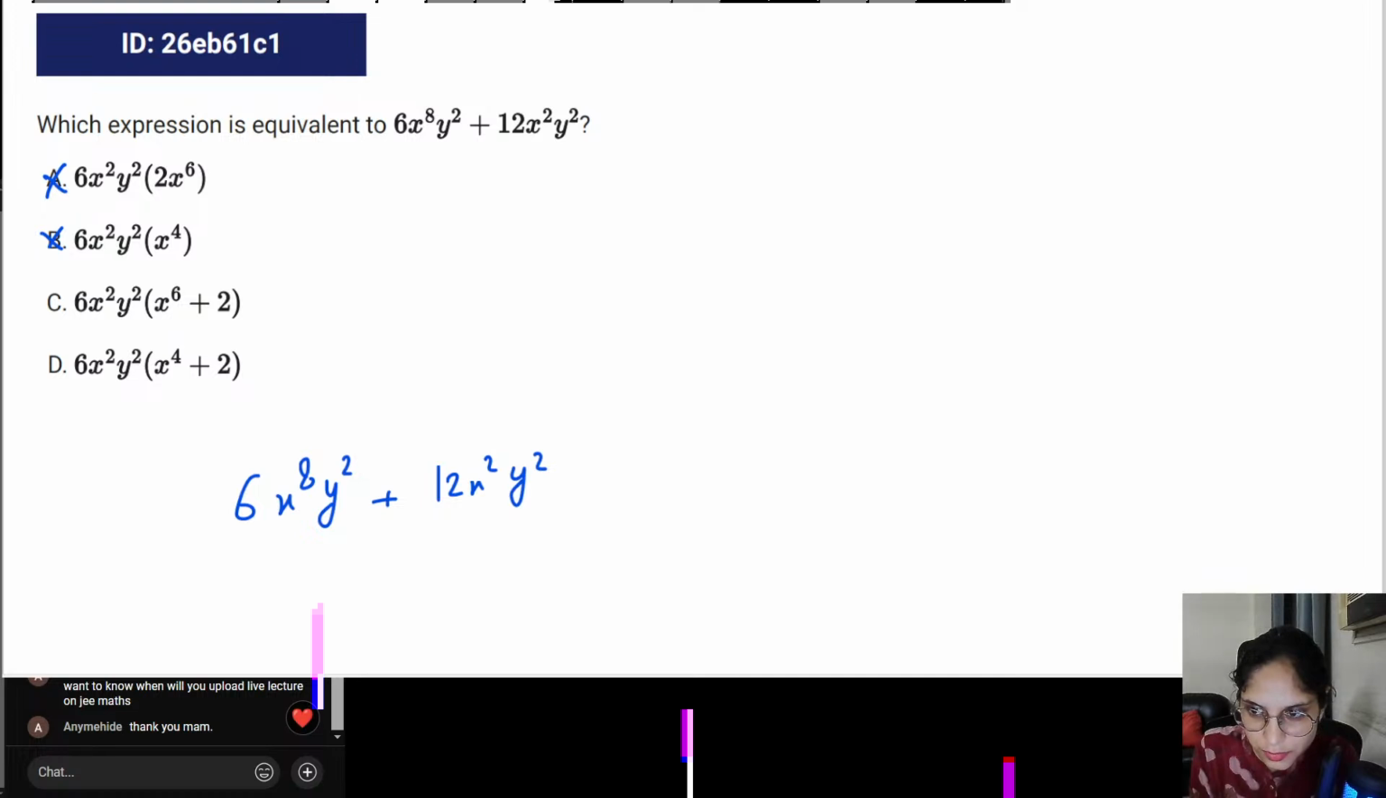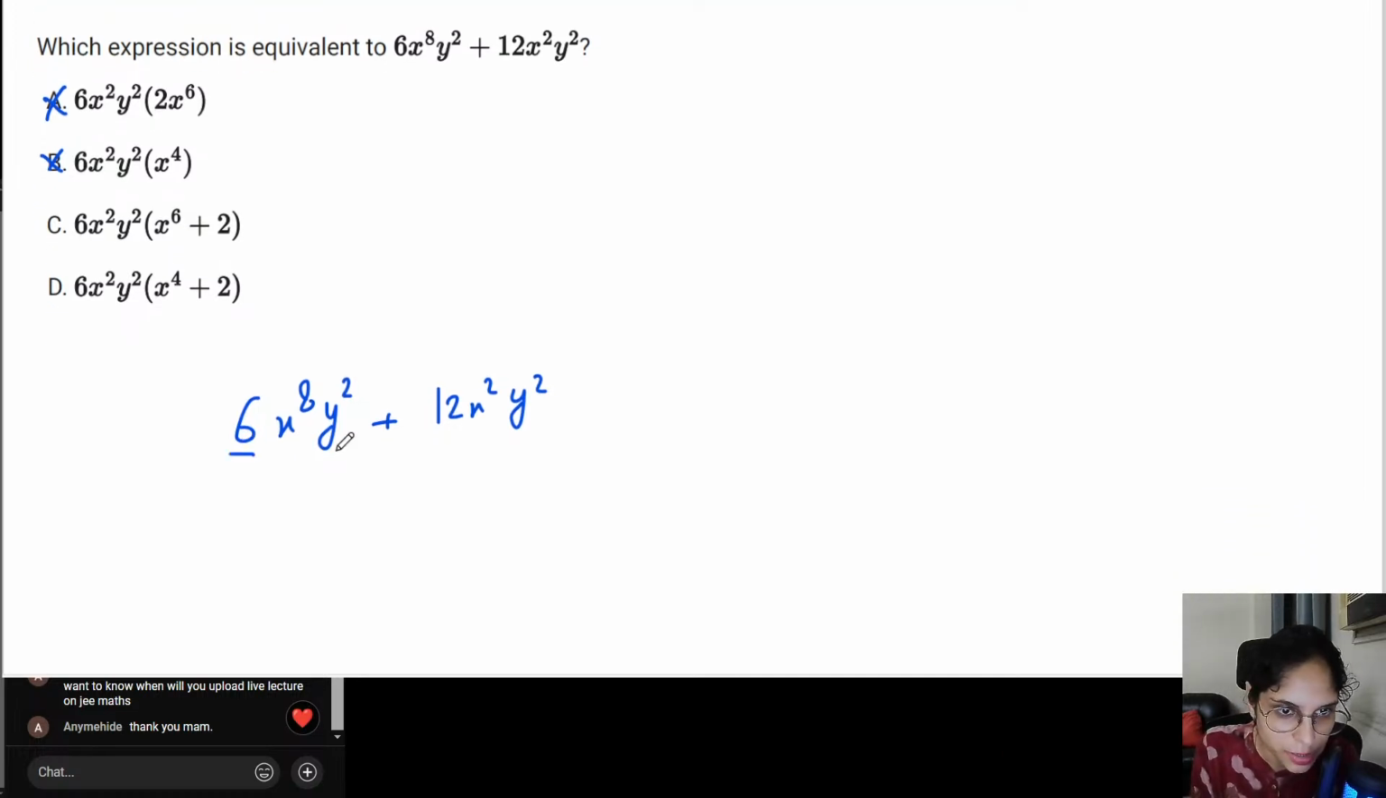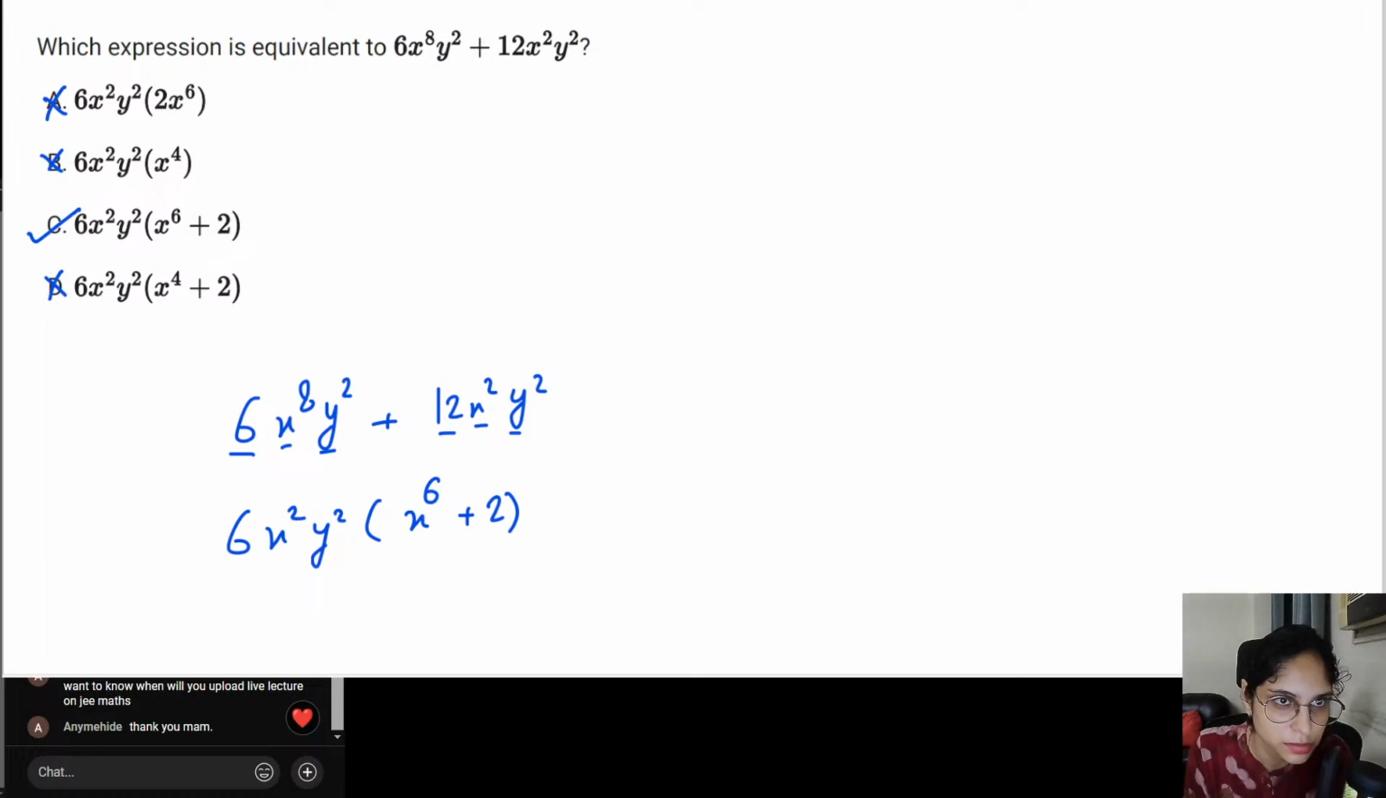So first we talk about 6 and 12. 6 is common. x to the 8th, x squared, the smallest power is x squared. y squared is the same thing. Now 6 divided by 6 is 1. x to the 8th divided by x squared is going to be x to the 6th. So x to the 6th plus 2. Because here you can simply multiply. 6 plus 2 is 8, 4 plus 2 is 6. So this is also not correct. Okay? Fairly simple question. Anyways, you can't use Desmos.